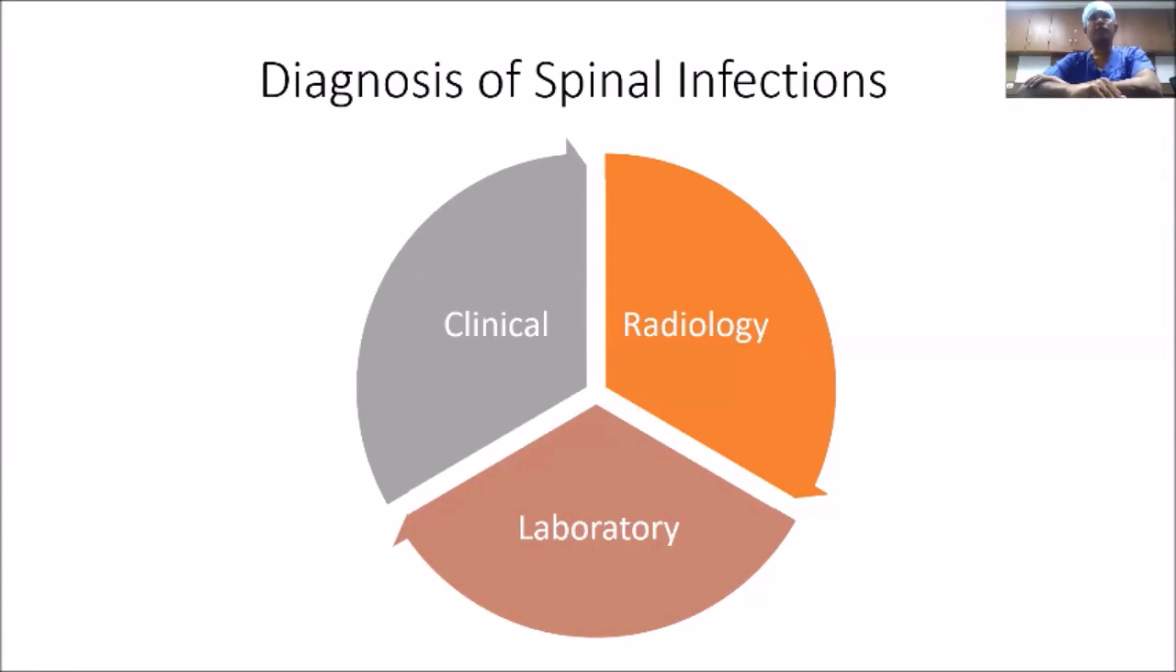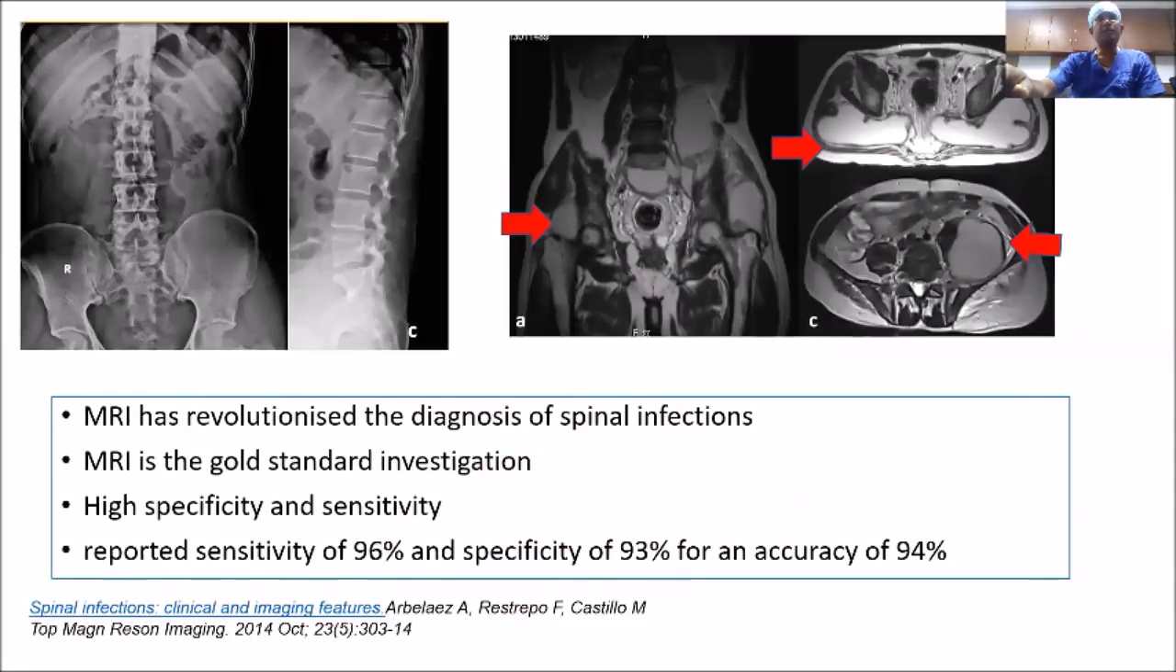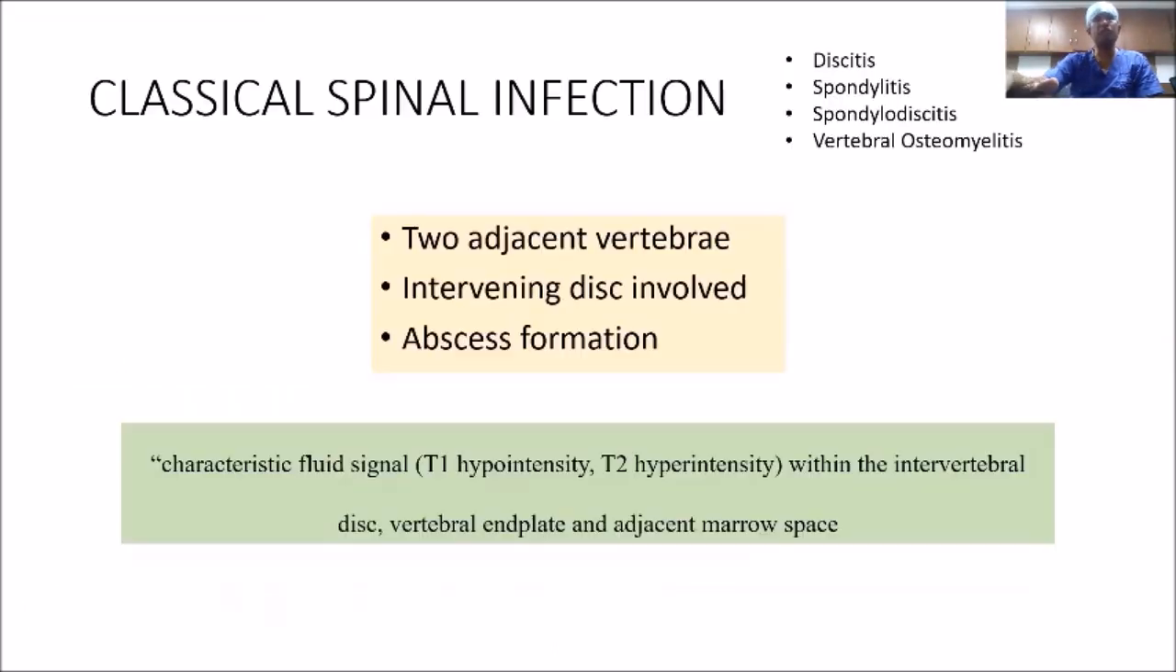So the diagnosis of spinal infections is based on multiple factors. We take into consideration the clinical presentation of the patient, the radiological features, and the laboratory findings. But even then, MRI has revolutionized the diagnosis of spinal infections. It is the gold standard imaging modality, as we see in this patient who presented with an almost normal looking radiograph, but had extensive abscess within the spine and the pelvic regions. In terms of spinal infections, MRI has a high specificity and sensitivity, almost greater than 95%.